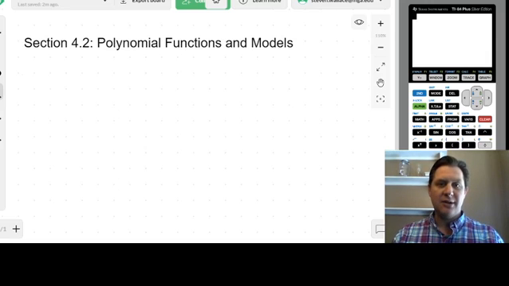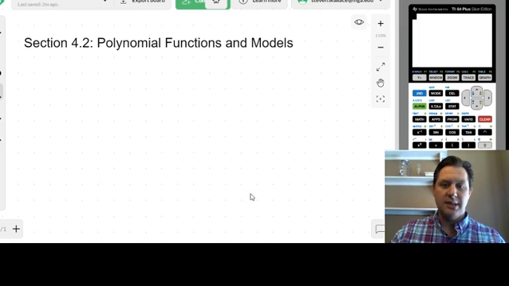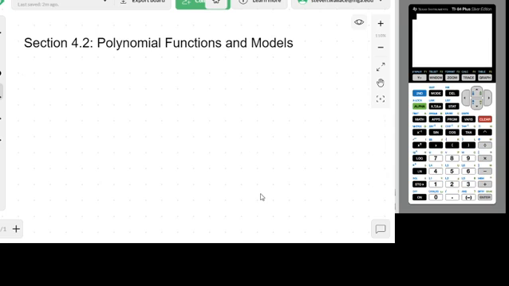Hey everybody, let's talk about section 4.2, polynomial functions and models. We're going to look at the correlation between the degree and the general shape of a polynomial function. So let's get right to it. Okay, I actually added something like this to your D2L. You can have a gander at that, but let's go ahead and do a video about it.